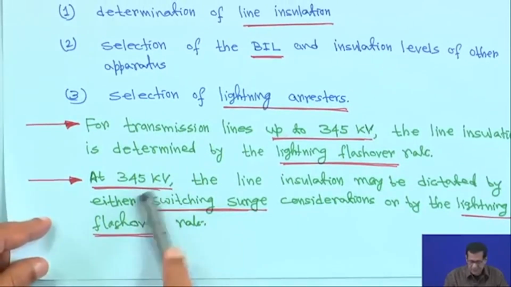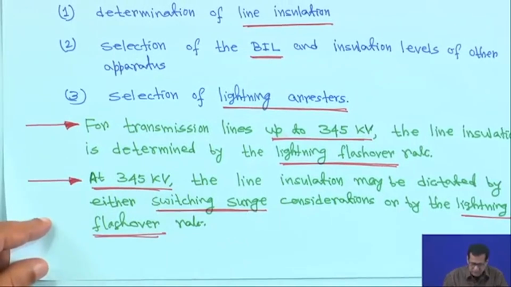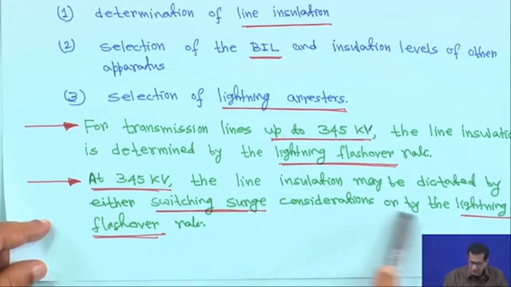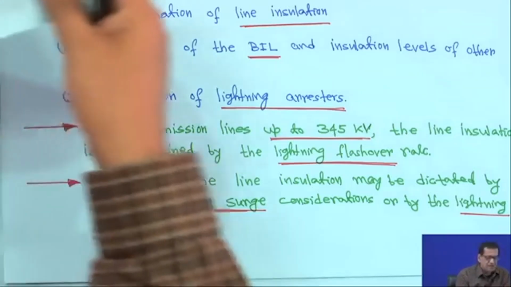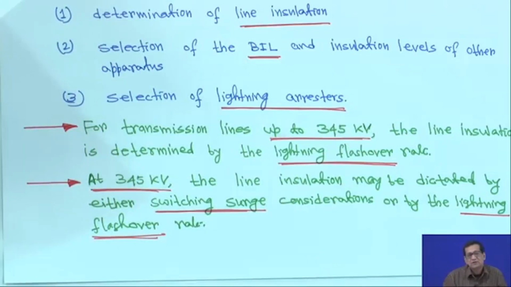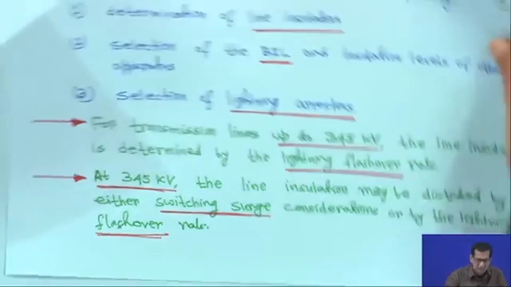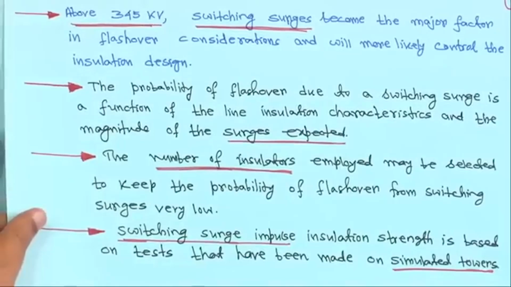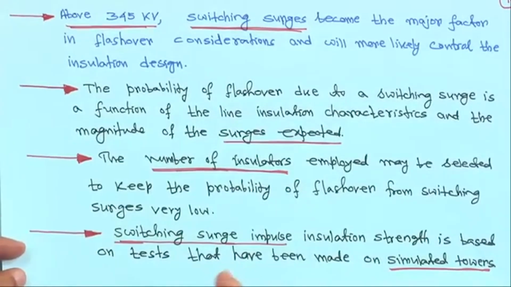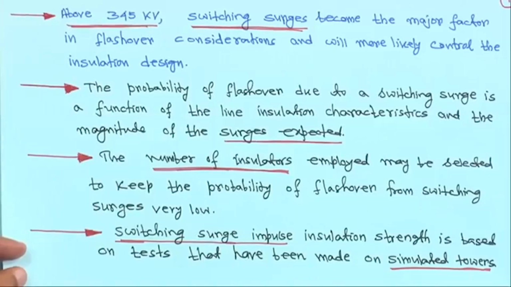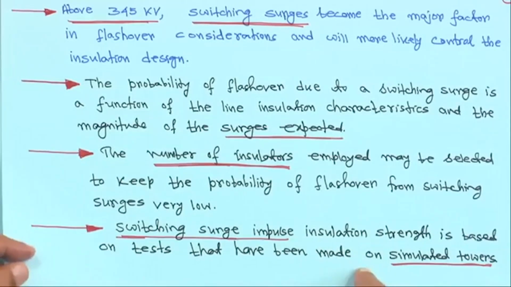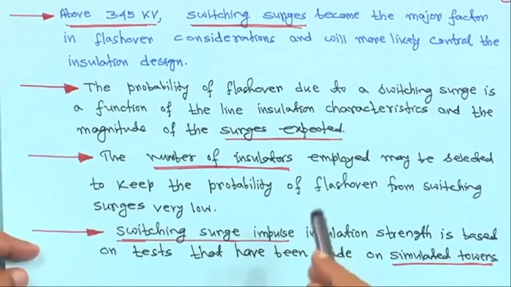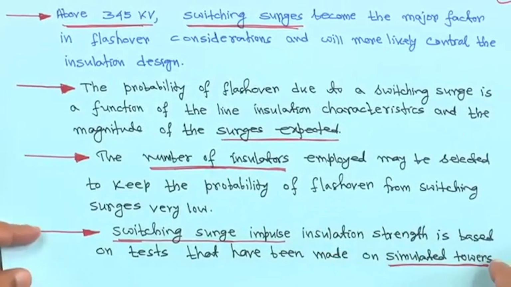Because the voltage level is very high, the insulation level will be dictated by switching surge consideration or by the lightning flashover rate, right. So, they are actually testing how long that insulation can sustain at that voltage level. I do not know whether you have seen the insulation of a transformer winding or not, how they make the insulation for the transformer winding. If you can see one open transformer winding, and how each winding is insulated, then you will have some good ideas about insulation. Insulation plays a very significant role.